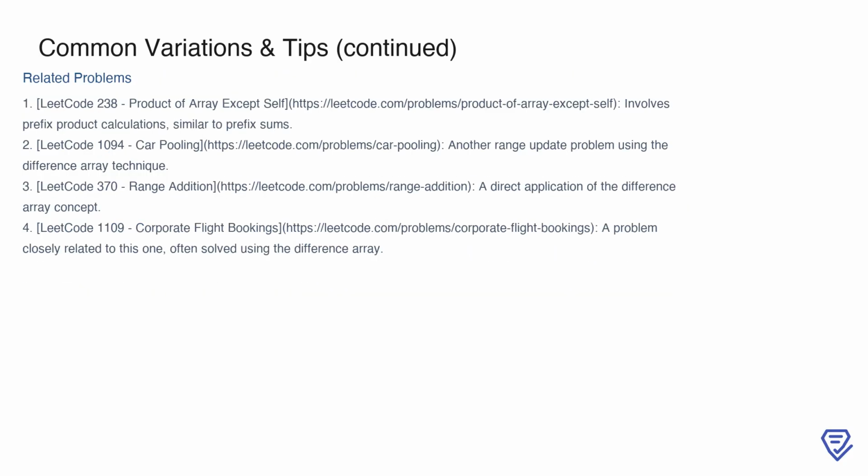There are several related problems that utilize similar techniques or concepts. For example, LeetCode 238, product of array except self, involves prefix product calculations, which are conceptually similar to prefix sums. Another related problem is LeetCode 1094, carpooling, which is a range update problem that also leverages the difference array technique to handle updates efficiently. LeetCode 370, range addition, is another direct application of the difference array concept, making it a great practice problem.